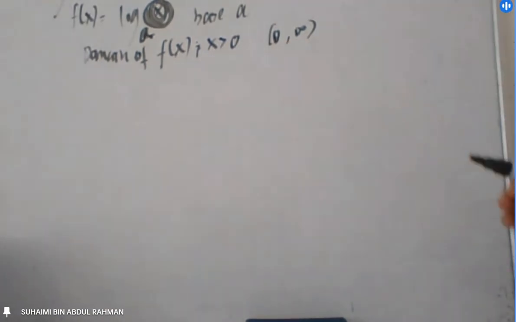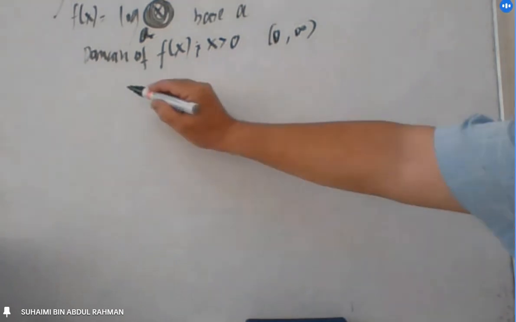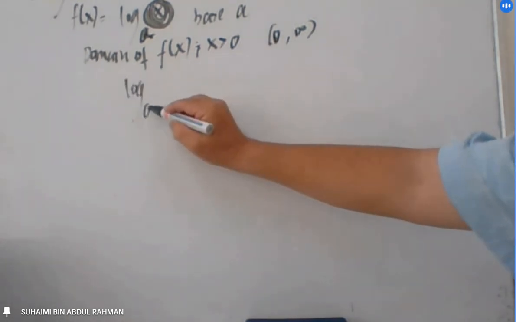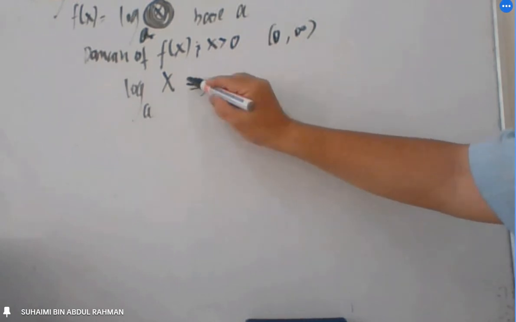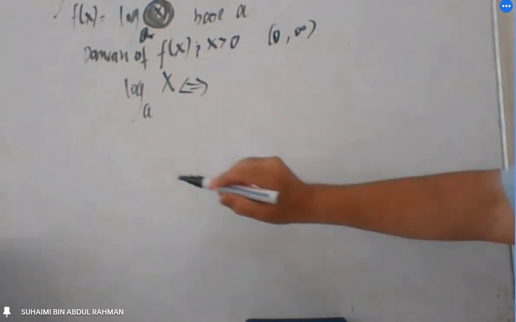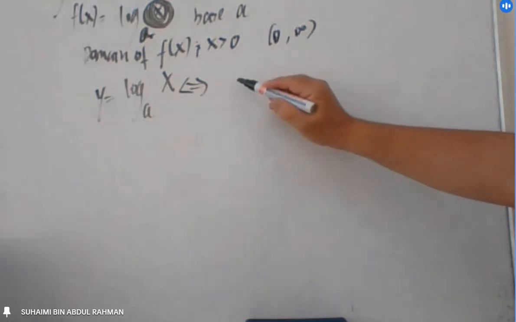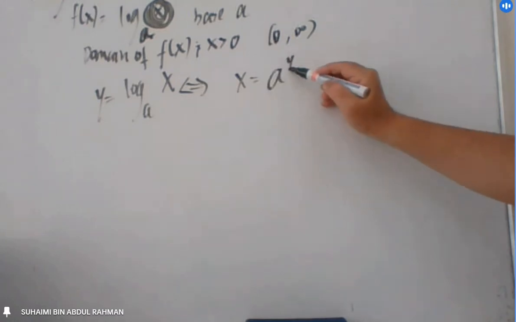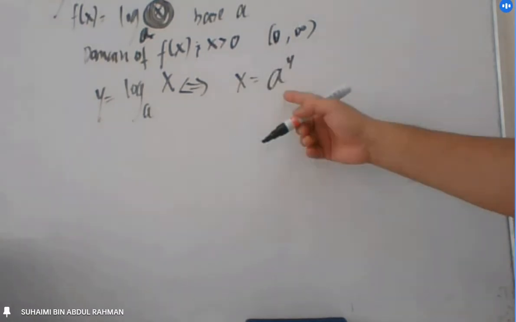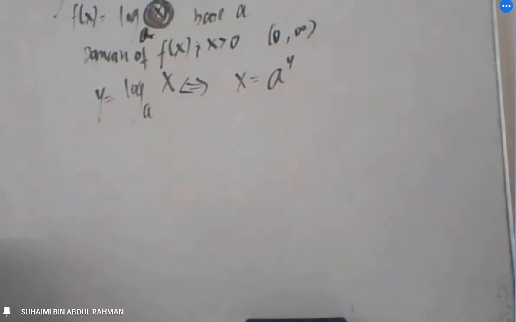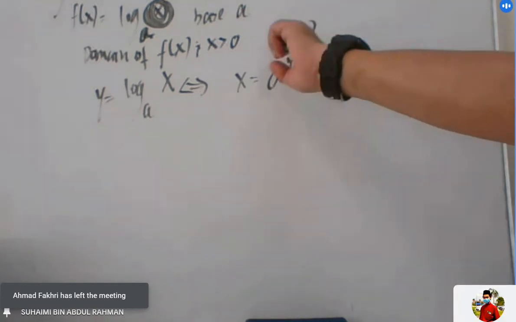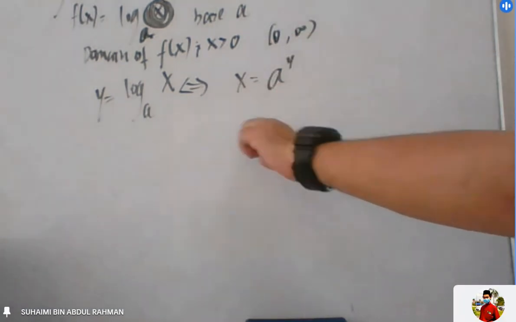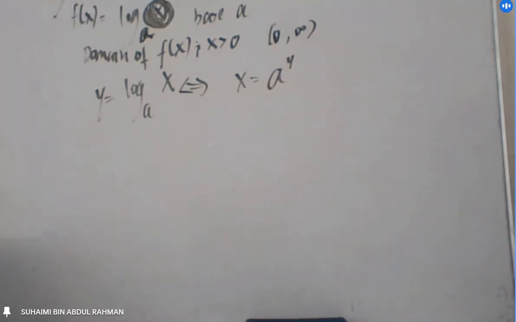We see the connection between logarithmic functions and exponential functions. For a logarithmic function, let's say y equals log a x if and only if x equals a to the power of y. See here, the index and the logarithm. So here is exponential, here is logarithmic. These are the connections between logarithmic and exponential functions.